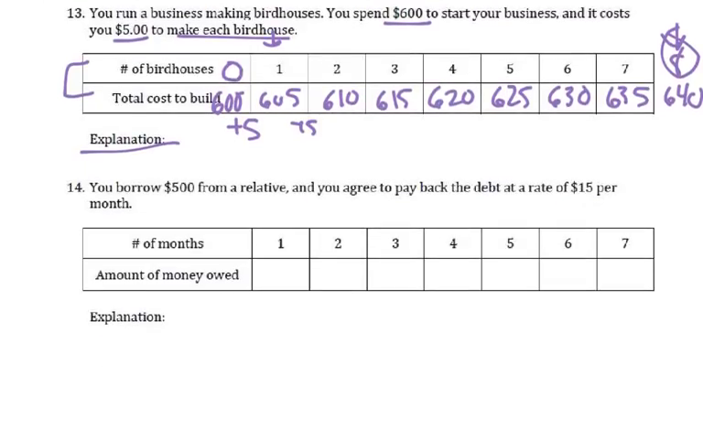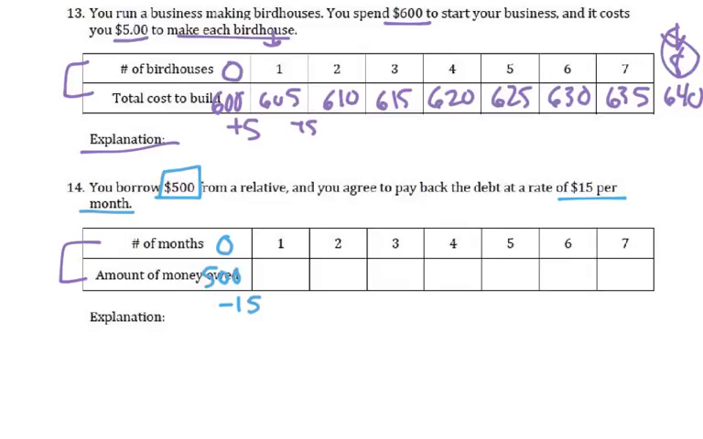Okay, so number 14, you borrow $500 from a relative and you agree to pay back the debt at a rate of $15 per month. Okay, so they tell us the two groups, months and amount of money owed. So not how much you've paid back, how much you owed. So how much did we owe to begin with? Well, we borrowed $500 first off. So at 0, that would be $500, right? And then every month we're paying how much? $15 per month. That's the relationship. That's the growth. That tells us where to go. So we have to subtract $15 each month.